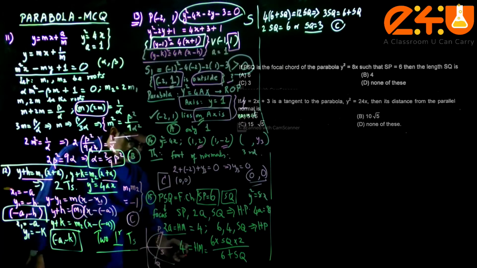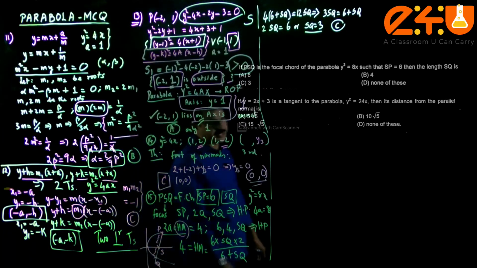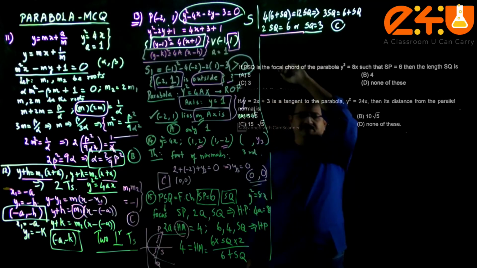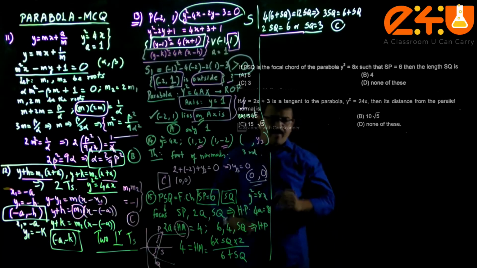SP, then semi-latus rectum and SQ, they form a harmonic progression. So that was the property we used, we got the answer. Done. Let us move on to the next question.